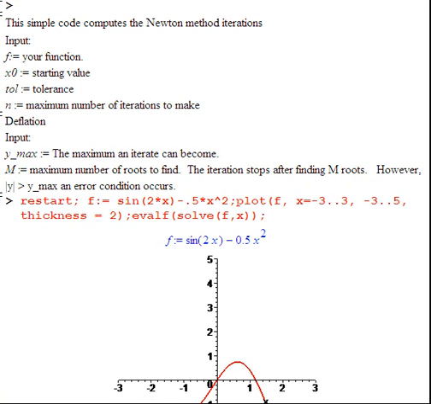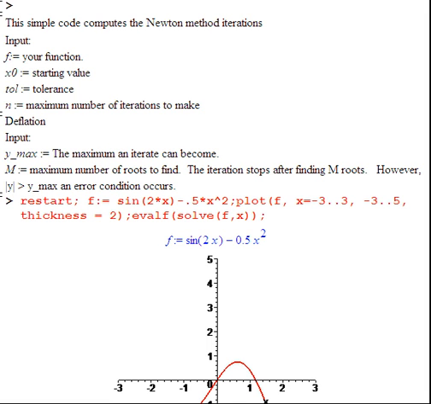Hi, this is Don Allen, and we're going to look at Newton's method for iterations to find the zeros of an equation. The input that you need to put in, at least for this code, is the function, the starting value, and the tolerance. That is, if successive iterates differ by less than the tolerance, we say we have found a root and accept it and move on and look for more.